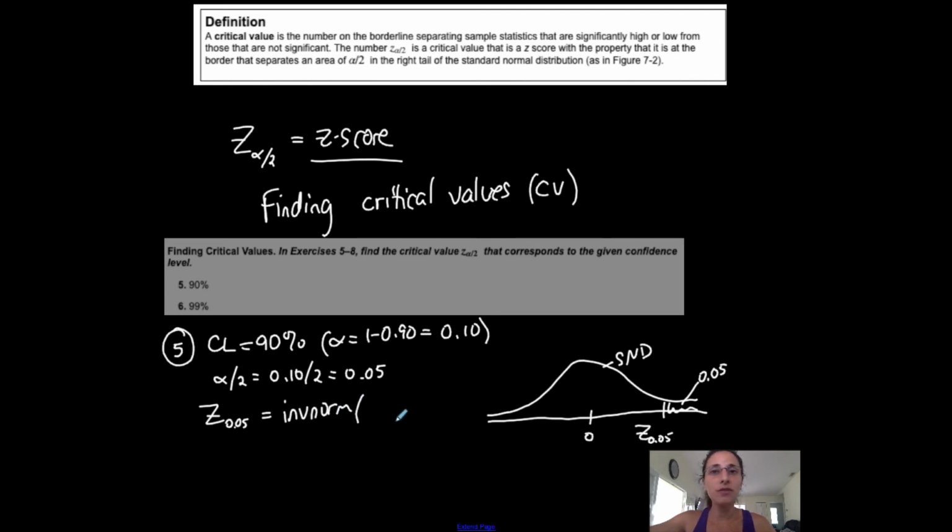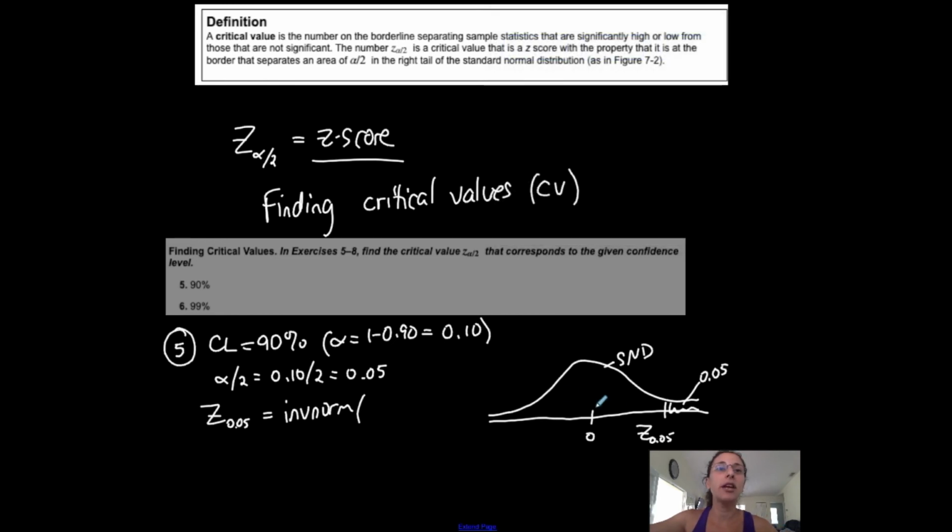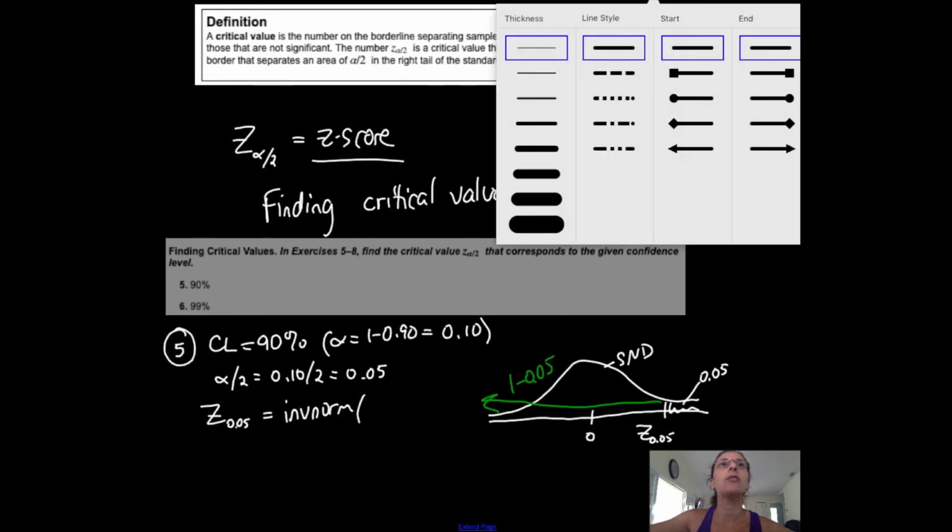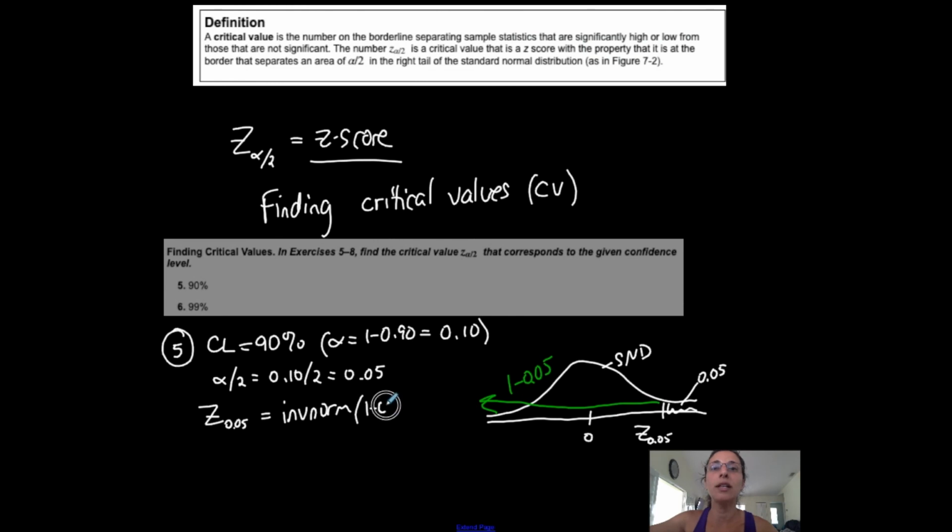And when you do inverse norm, you always remember you're doing the area to the left, right? Well, do I know the area to the left? No, I'm given the area to the right. How do I find the area to the left? 1 minus the area to the right. So when you input that into your calculator, you could directly just put 1 minus point. You don't have to actually calculate it if you don't want to.